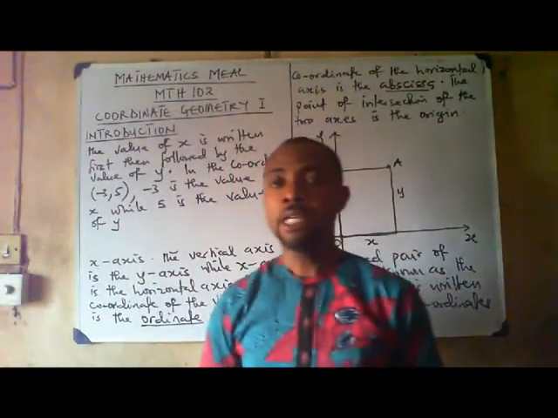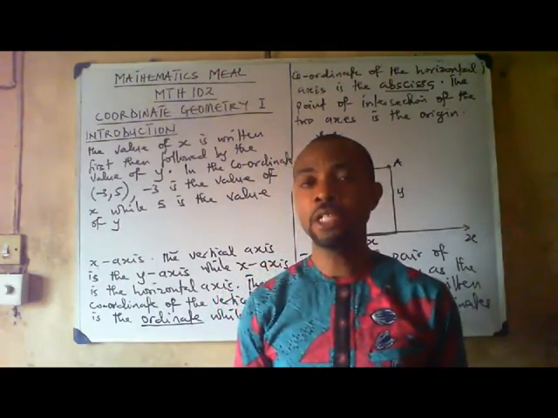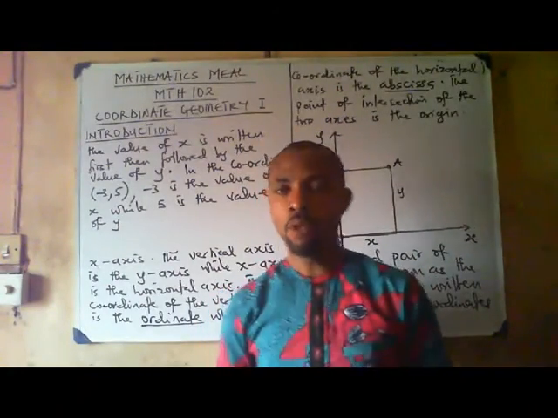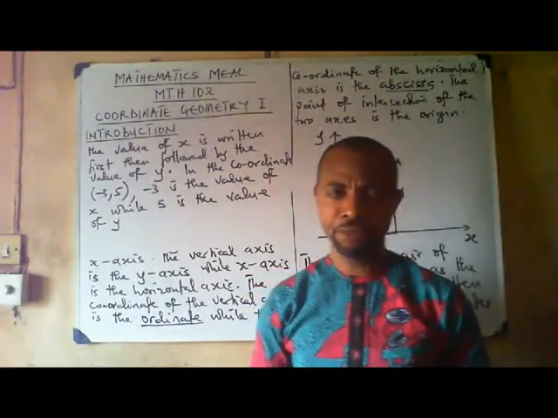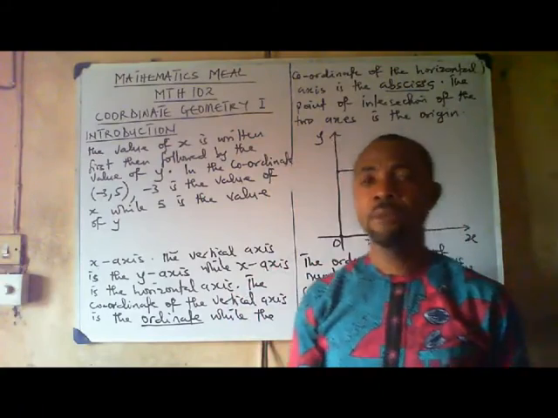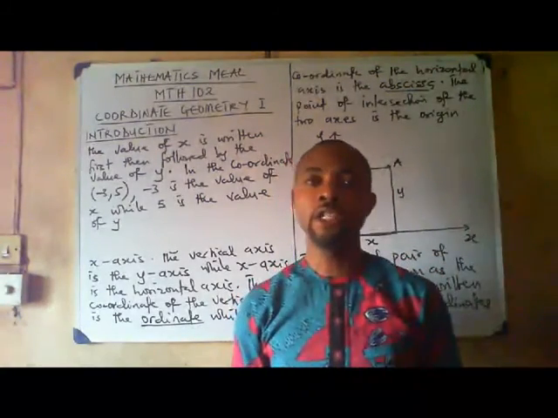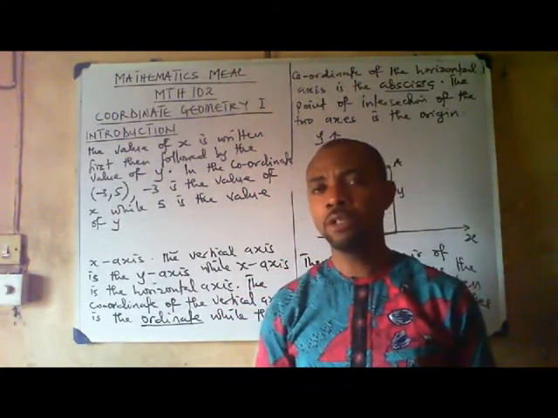Alright, that's all for now, because we want to take it bit by bit. When we return, we are going to consider another aspect of coordinate geometry. We're going to look at distance between two points on a straight line. That's the next thing we're going to look at.